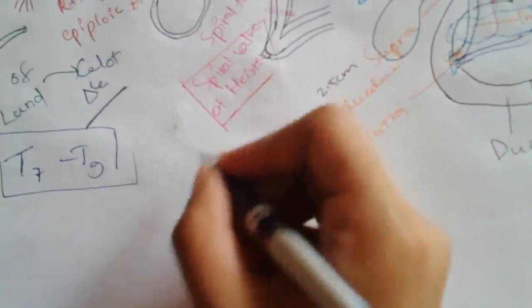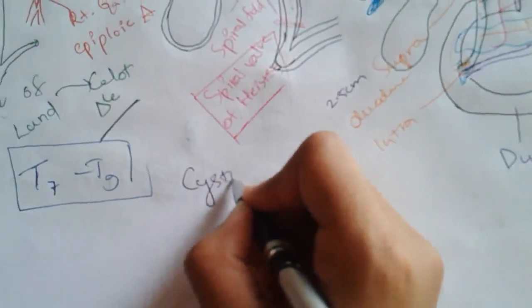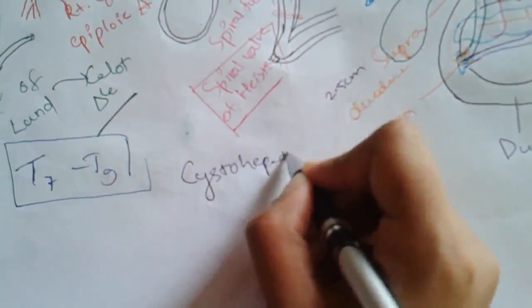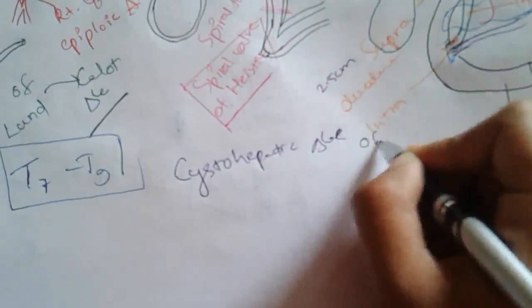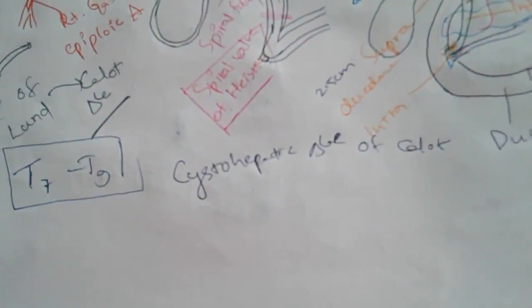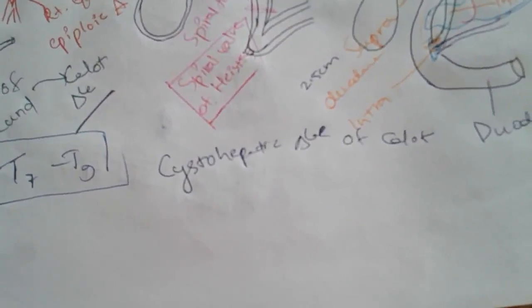Now the final small thing which I wanted to share with you is the cystohepatic triangle of Calot. What is it? Cystohepatic triangle of Calot. So what is it, first of all?